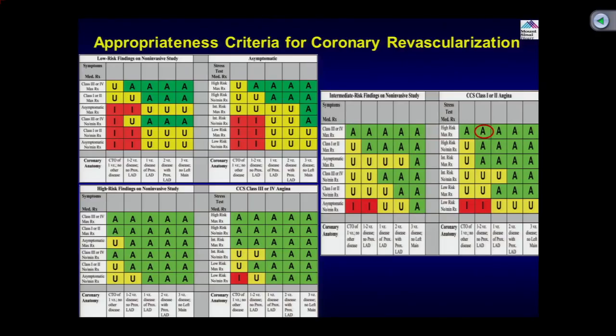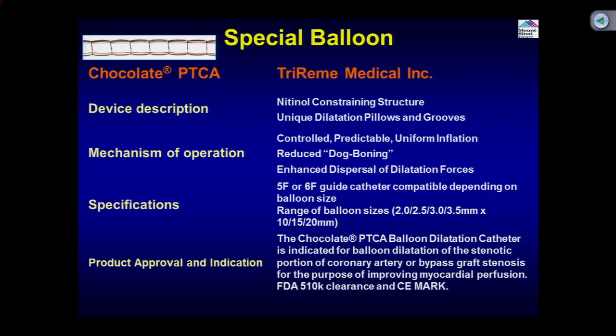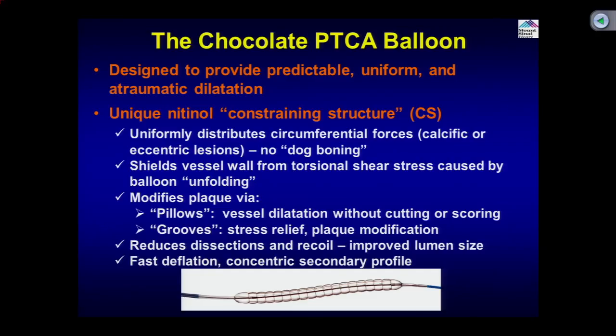Now, clearly from an appropriateness point of view, very high risk, so it makes it fully appropriate. About this balloon, the chocolate balloon, which is made by TriReme Medical, it's a nitinol constraining structure with unique dilatation pillows and grooves. What does that mean? When we inflate the balloon, as you know, the balloon expands at the corners like a dog bone effect. Because of this design, they call these the pillows, which give vessel dilatation without cutting or scoring, and the grooves are the stress relief.